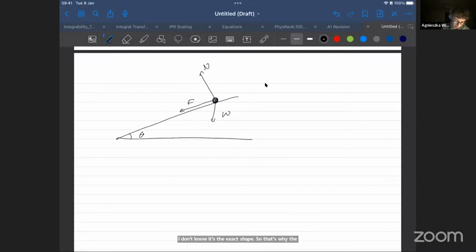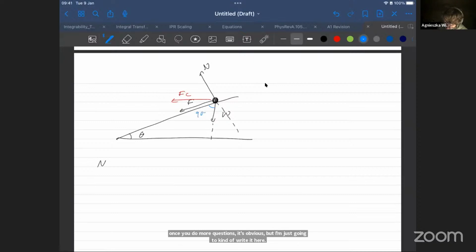Determine an expression for the maximum speed that a cyclist can travel as a function of the radius r of the corner and the coefficient of dynamic friction nu. So let's resolve the forces, and this is going to be the direction in which the centripetal force is going to act. We're going to firstly resolve the forces vertically, and those have to balance because the cyclist is not moving up or down. So we get that N. Just a quick explanation, once you do more questions it's obvious, but I'm going to write it here. This is going to be 90 minus theta, because this is a right angle. So this is going to be equal to theta.